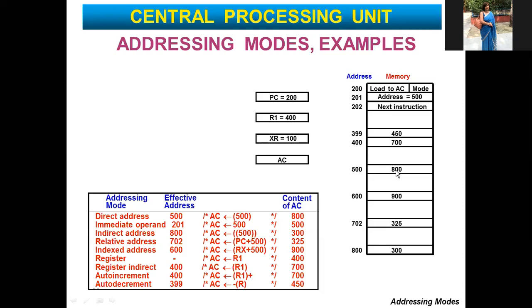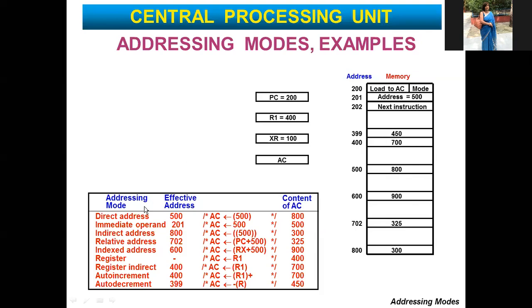It is 800. So as per the definition of the OP code, what is the OP code? It says load to AC. Whichever operand is lying at this address 500 location, it will be loaded to AC. So ultimately what will be the contents of AC? It will become 800. So this is the answer of your very first question.